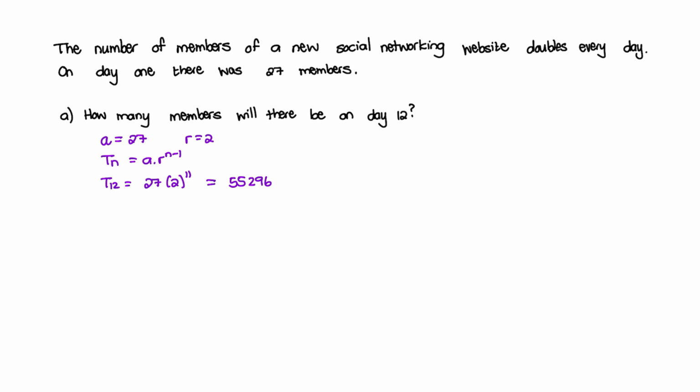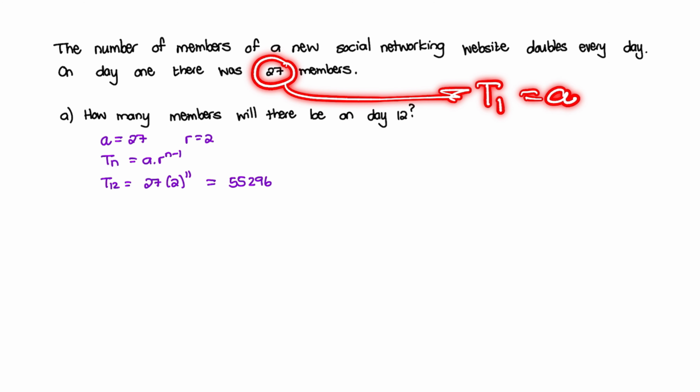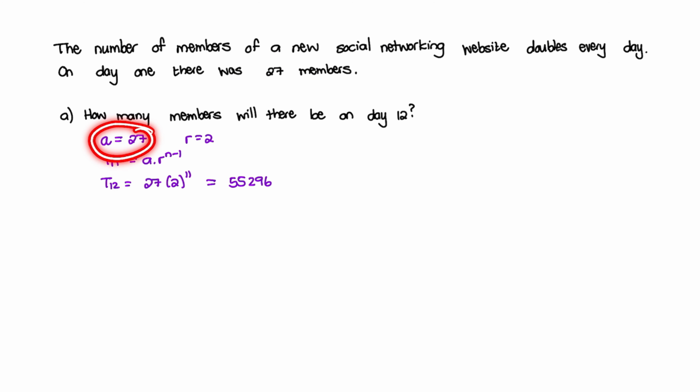So we know that this series is geometric because the word doubles tells us that the constant ratio is 2. And 27 represents term 1 or the A value. So if A is 27 and the ratio is equal to 2, then we can find the number of members on day 12 by using the geometric sequence formula as we have it on our formula sheet.